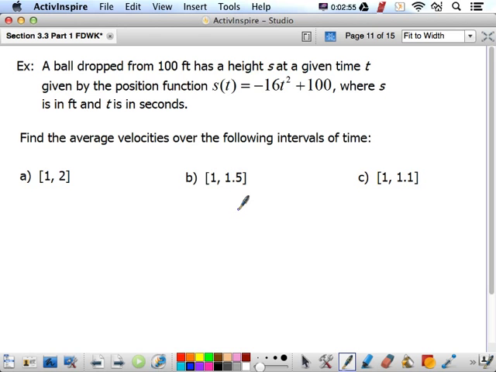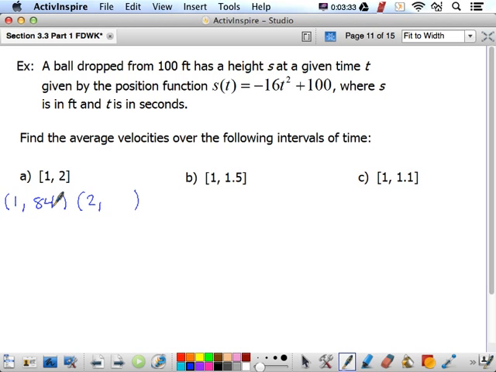So in order to do that, we have to write two ordered pairs. So these are our t's. These are our times, our intervals, okay? We know the function is s of t equals negative 16t squared plus 100. So if I want to write two ordered pairs, I have 1 comma something and 2 comma something. And we have to substitute into the position function to find those other numbers there, to find the height. So after 1 second, how high up is the ball? 84 feet. After 2 seconds, how high up is the ball?